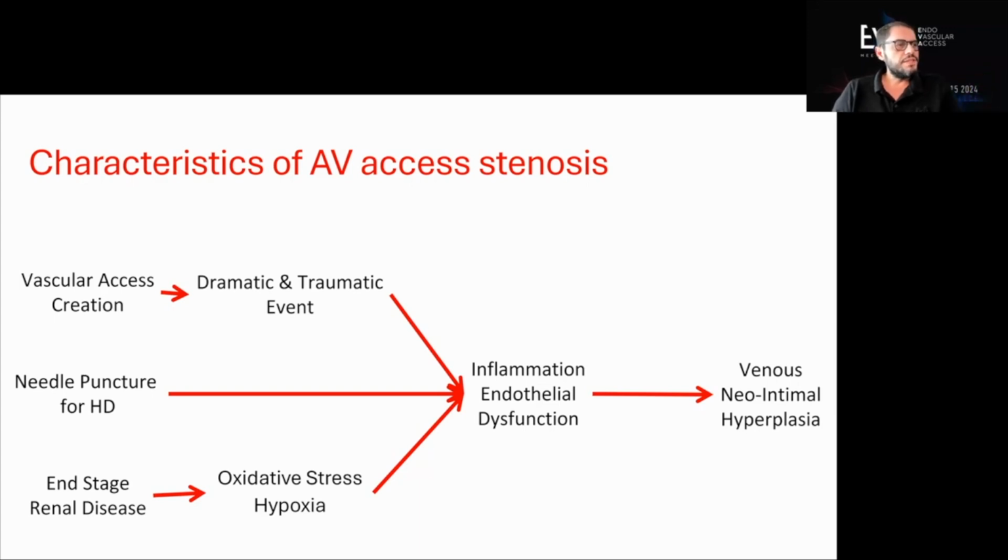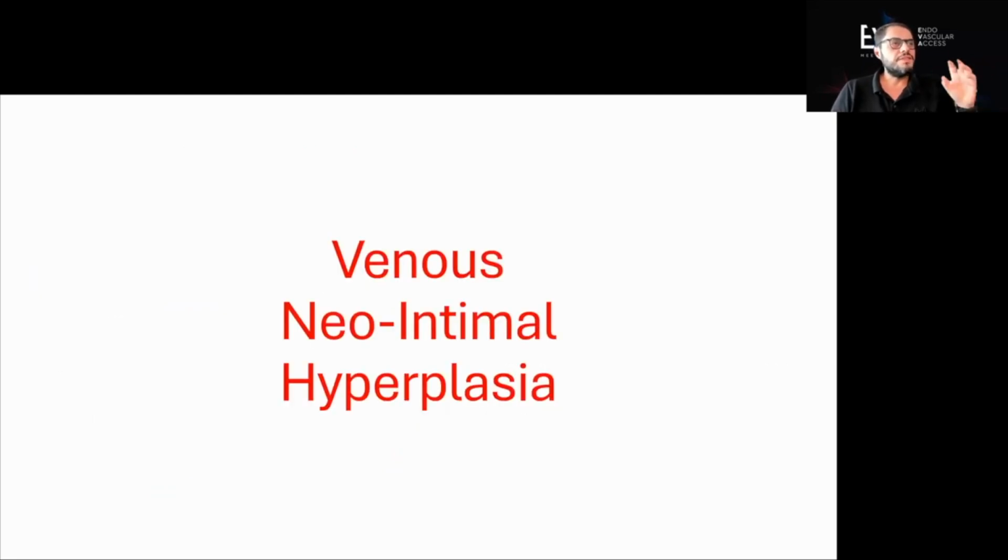And the other is the inherent problems of end-stage kidney disease that cause oxidative stress and hypoxia to the endothelium. So all these factors cause inflammation and endothelial dysfunction that leads to venous neointimal hyperplasia. So these are the key words, venous neointimal hyperplasia.